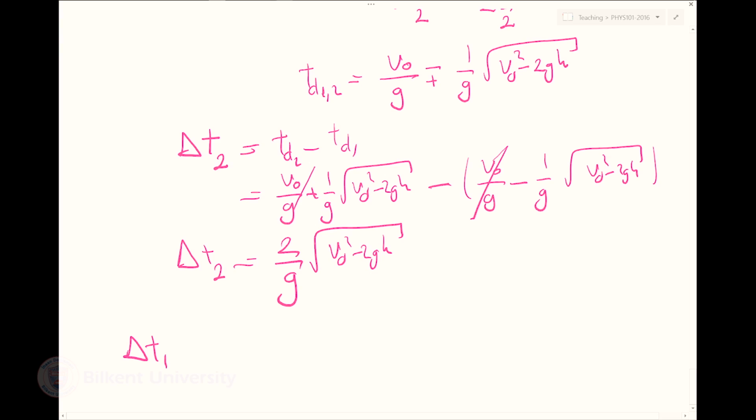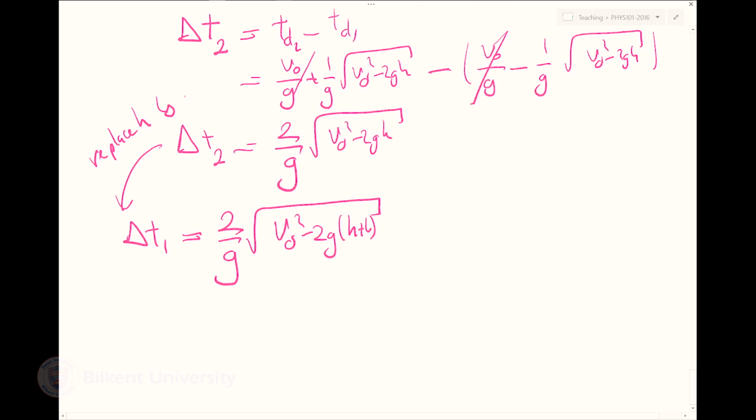Is the logic here clear? That's the nice thing about using algebraic formulas. I'm not putting in any numbers so that I can actually understand what the general case looks like. So here, I'm just replacing h by h plus l. Now, what was given to me in the problem? I was given L, delta T2 and delta T1, and I would like to solve for G.